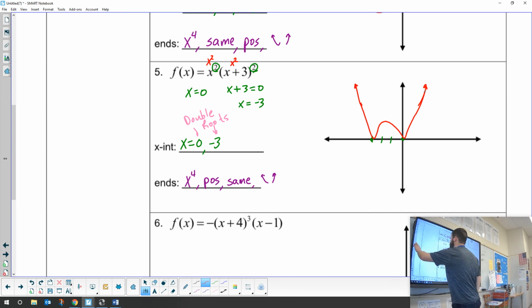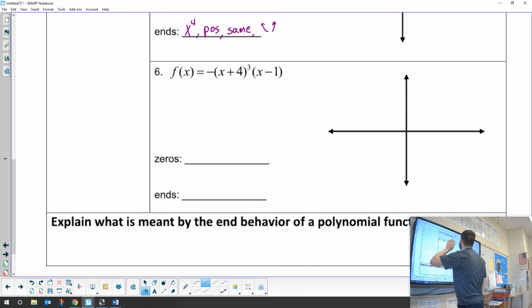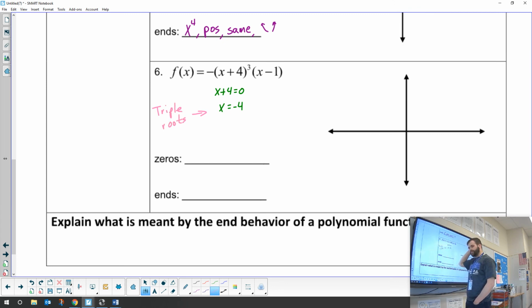All right, number 6. Going to be our last one. Number 6, we have -x plus 4 cubed. Okay, this cube is different. That is a triple root. So whenever I find my zeros, well, we're still going to go x plus 4 equals 0. And we're still going to get a 0 of x equals -4. And that's what's known as a triple root. Now, triple roots don't bounce off. They still go through, but they look kind of like a cubic equation.